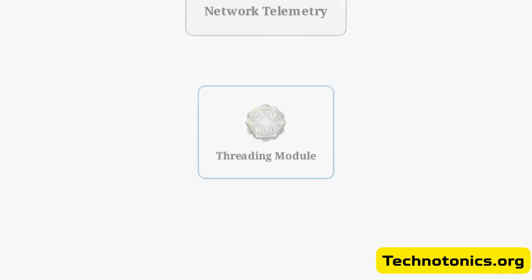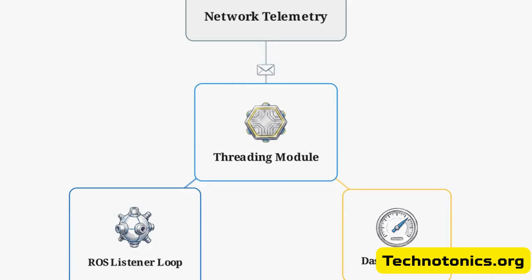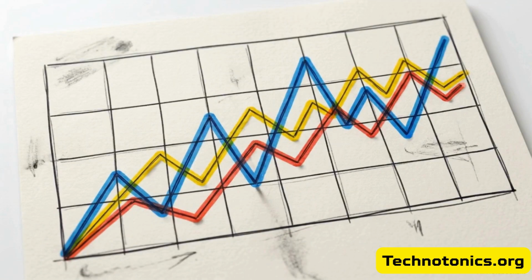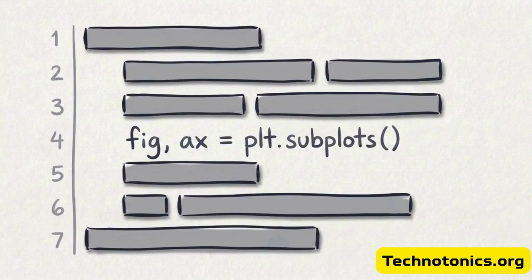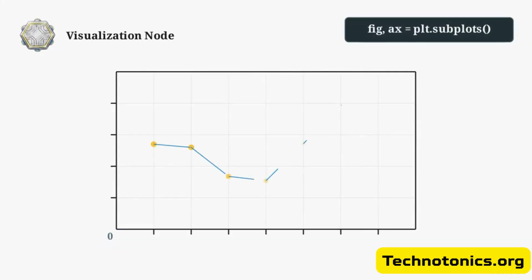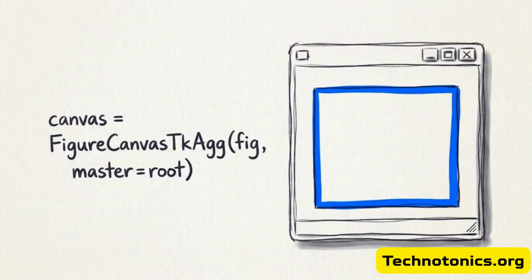Step 3 is upgrading the interface. Raw text readouts are a start, but we can turn them into dynamic graphical charts using the matplotlib library. We begin by defining a basic figure and a set of plotting axes. This creates the exact container that will hold and scale our incoming numerical values. To get this graph into our tkinter window, we use a specific matplotlib backend tool called FigureCanvasTkAgg. This mechanism embeds our graphical figure directly into the master interface canvas.